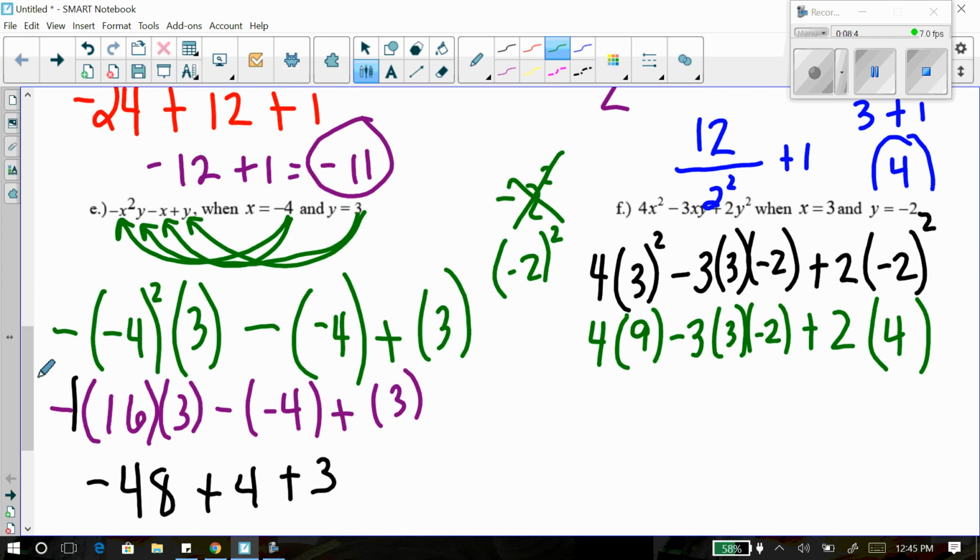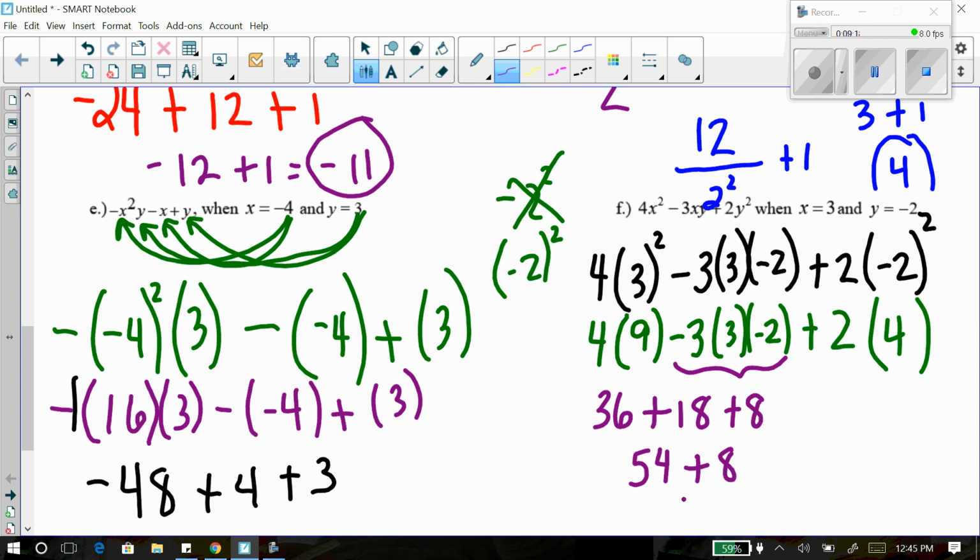All right. Multiplication and division, left to right. 4 times 9 is 36. This whole thing, when you multiply it, -3 times 3 is -9. -9 times -2 is a positive 18. 2 times 4 is 8. Now, adding and subtraction, left to right. All right, 36 plus 18 is 54, plus 8 gives me 62.